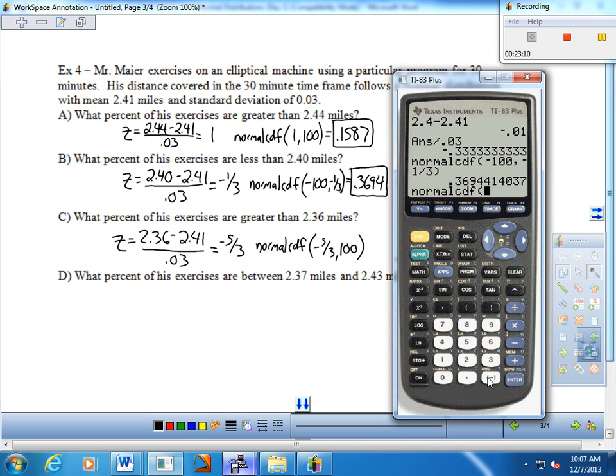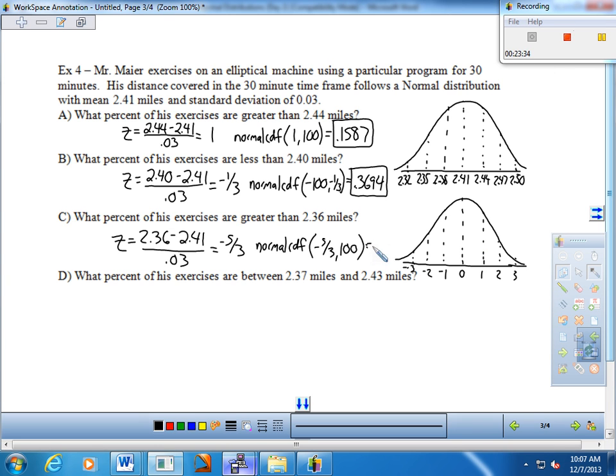Here we go. So -5/3 on this end, throw the comma in, everybody, and 100. And so in this case, it looks like over 95% of these exercise times would be above 2.36. So 0.9522.